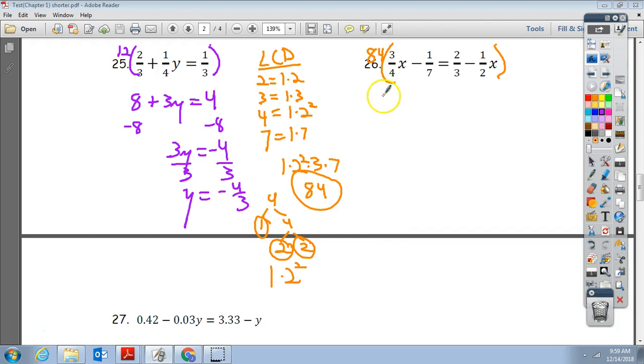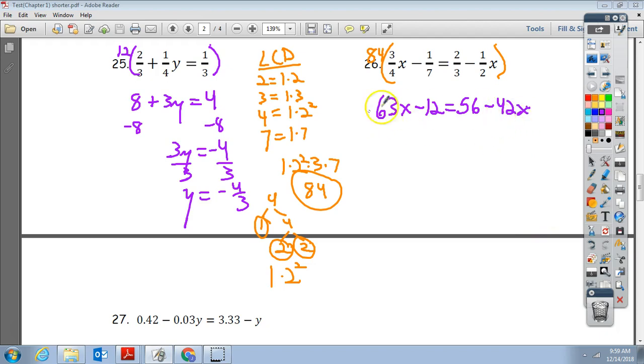So, what you would end up with here is you'd end up with 63x, because you do 84 times 3 over 4. Then you do 84 times negative 1 over 7. That would be negative 12. And then you do 84 times 2 over 3. And that's going to be 56. And then 84 times negative 1 over 2, or 1/2, is 42.